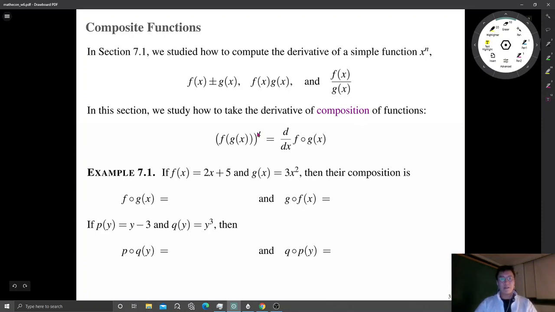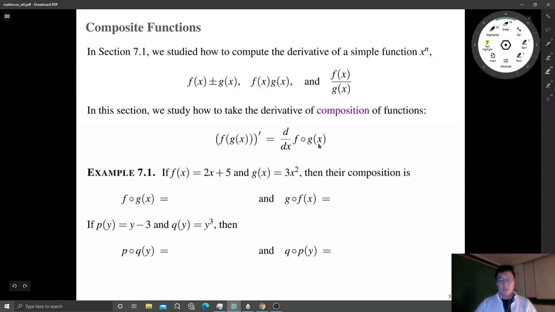A composite function is composed of one outer function and one inner function. So the outer function f has as its input another function. So the outer function has another function g as the input. Okay? So f of g of x, or it is often denoted by this empty circle, or open circle.